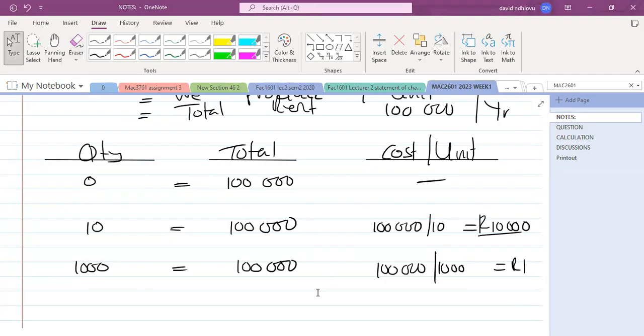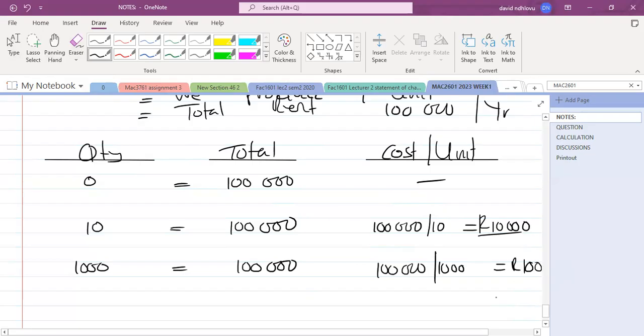Sharp. So some things are popping up on my screen here. Right. Thank you. So therefore, we should be having 100,000 today. And only 100, yeah. 100 Rand, not 100,000.